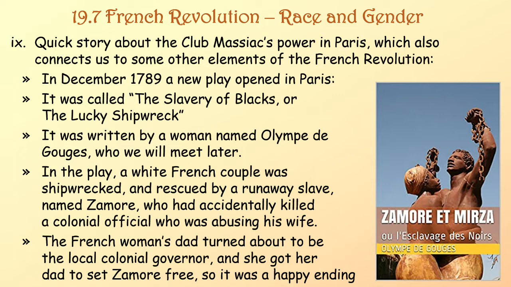And it was written by a woman named Olympe de Gouges, who we will meet later. In the play, a white French couple was shipwrecked and rescued by a runaway slave named Zamore, who had accidentally killed a colonial official who was abusing his wife. And the French woman in this couple, her dad turned out to be the local colonial governor, and he got her dad to set Zamore free, so it was a happy ending.